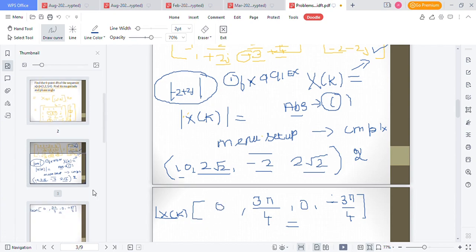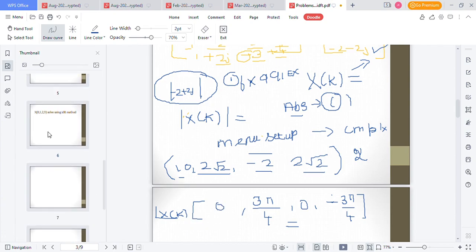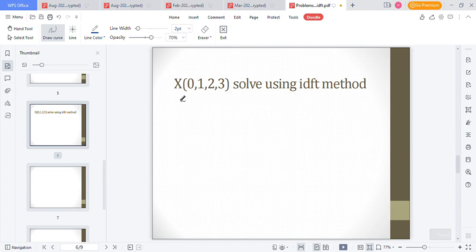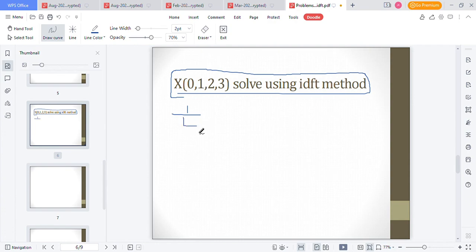And now let's move on to the other problem, students. This one you're going to solve using the IDFT method. I'll tell you the resultant when you come to the IDFT method. My formula for this is 1 by 4 into the summation, where k is equal to 0 to n minus 1.